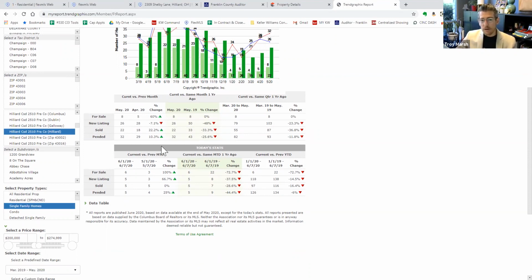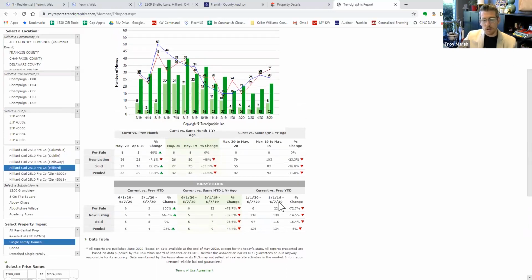But then we come down here, and this is a new piece that Trend Graphics just rolled out during this whole thing. And it's been really, really valuable, I think, to talk about what the market's like. If we focus on this year-to-date number, we see that the new listings are down almost 15% in this price range, but the pendings are only down 6%. So that bodes really well for the seller.